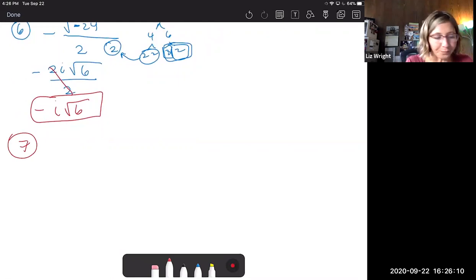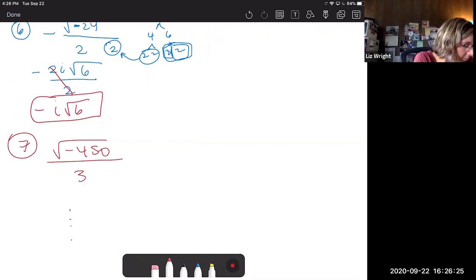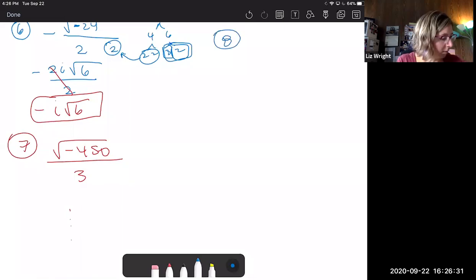Number 7, I'm going to have you try this one. We've got negative square root of 450 all over 3. So I want you to try that one. And then I'm going to do one more with you. The last one I'm going to do with you is the square root of negative 68 all over 17.